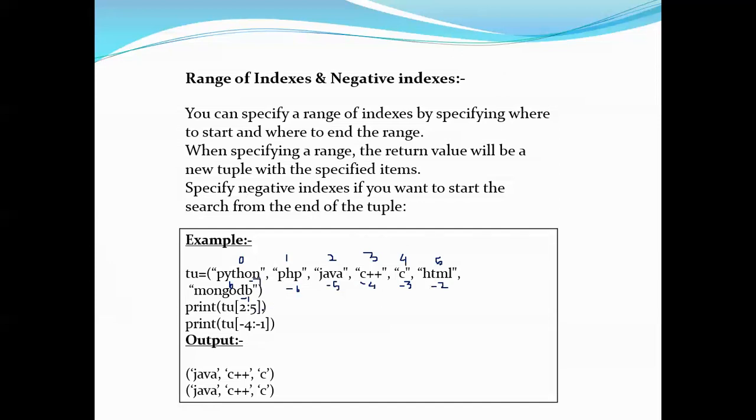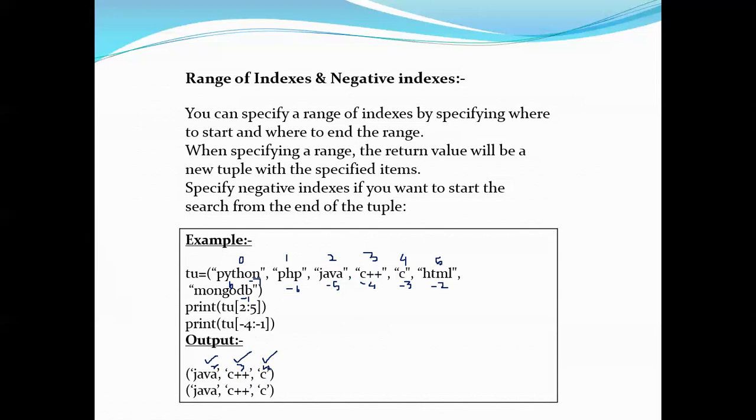If I need to group them using a range, I can specify the start index and end index. My start index is 2, so it needs to start from Java and proceed until 5, that is HTML. But we know that when I specify the range using slice, the last index is not taken into consideration. So my answer will include Java, C++, and C, corresponding to the indexes 2, 3, and 4. 5 will not be taken into consideration because it is the last index.